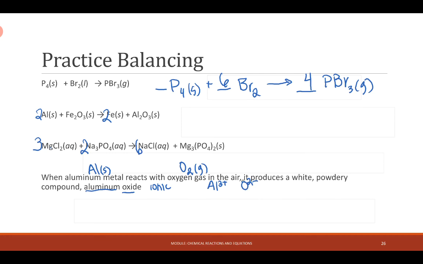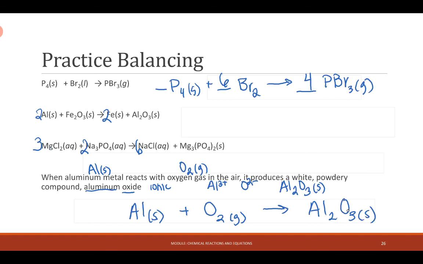And so to write a neutral ionic compound for aluminum oxide, that is Al2O3. And since it describes it as a powdery substance, that's describing a solid. So if I put this into my chemical equation, then I can balance it. Alright, so this has 3 oxygens, that has 2, so I'm going to need to bring this up to 6 in order to have the same number on both sides.